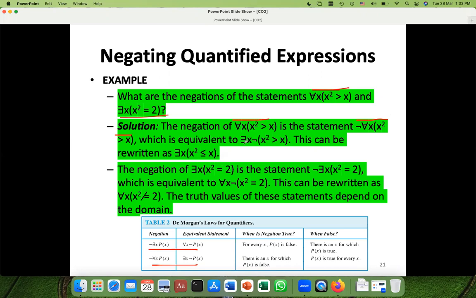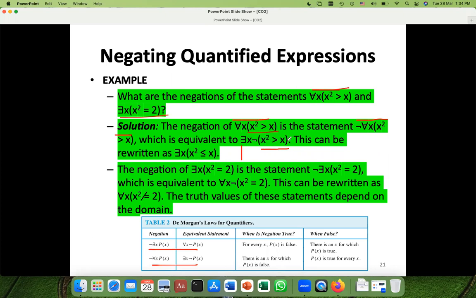And now you have to evaluate the negation. How can you evaluate? Move the negation forward. So when you move this negation symbol forward, then this universal quantifier will automatically change into existential. And the negation will come here at this position, before this portion, which is x square greater than x.